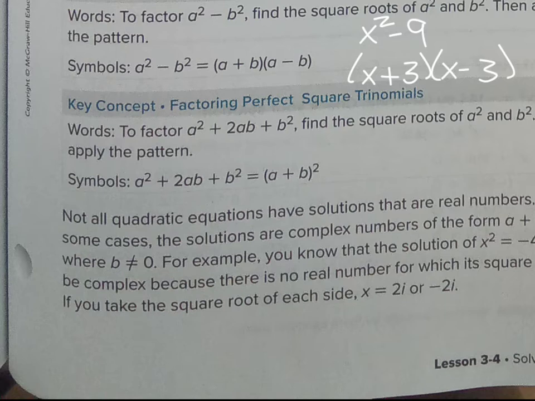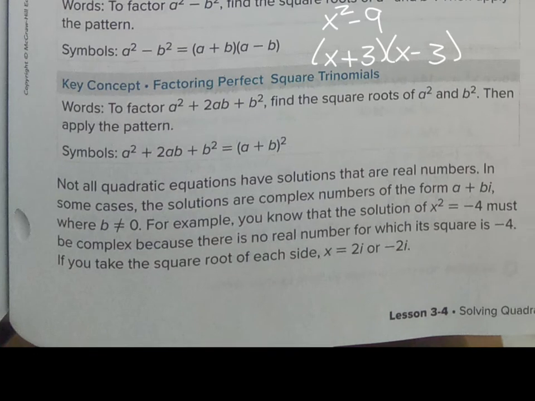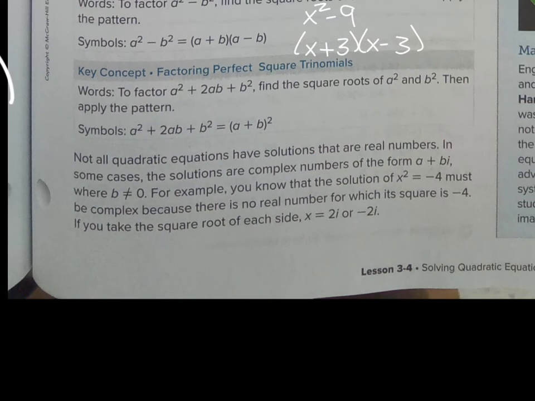Okay, now this next part, we're going to work in some of the stuff that we've been doing recently, which is complex numbers. They say not all quadratic equations have solutions that are real numbers, and this is referring to a quadratic equation that does not cross the x-axis. They are imaginary solutions. In some cases, the solutions are complex numbers in the form of a plus bi. Hopefully you remember that, where b is not 0, so that means we have an imaginary part.